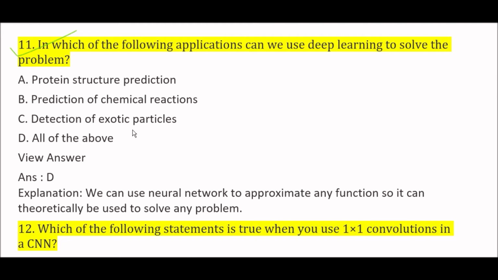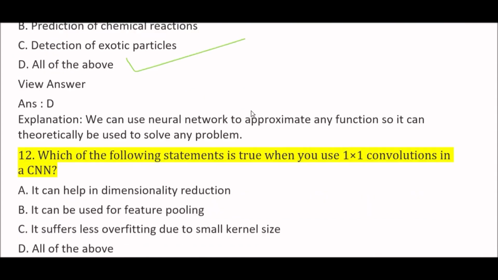Right answer here is option D, all of the above, because we can use neural network to approximate any function, so it can theoretically be used to solve any problem. Okay, so any problem means problem may be protein structure prediction, problem may be prediction of chemical reactions, and problem may be detection of exotic particles. Okay, so right answer here is option D, all of the above.